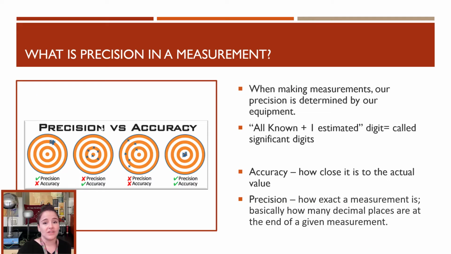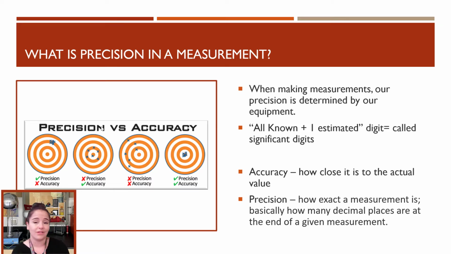Okay, so in any type of science, we can only make numbers as precise as we have measuring equipment to do it. Our precision is determined by our equipment, and the typical rule is all known plus one estimated, meaning that every digit of the number that you know for sure, you can write down, and then you can estimate one more digit. So if you're using a ruler that has lines for every millimeter, you can estimate down to the tenth of a millimeter, okay? One more decimal place.